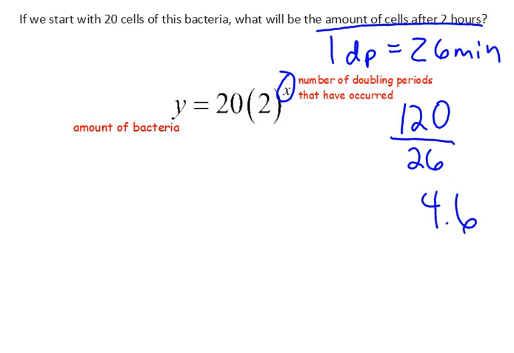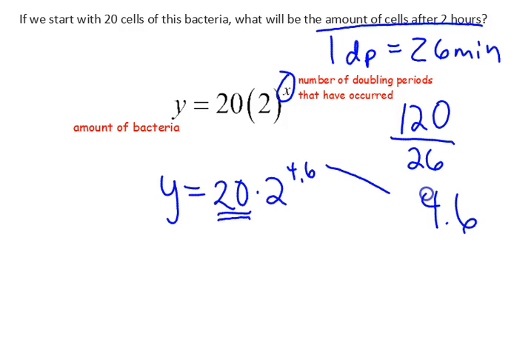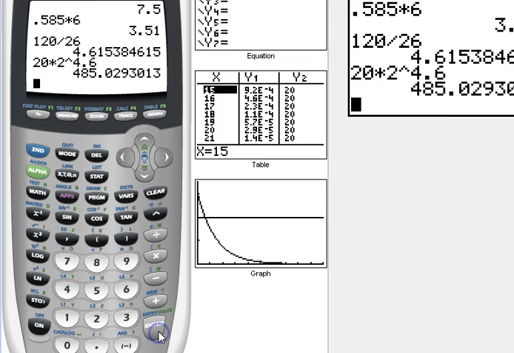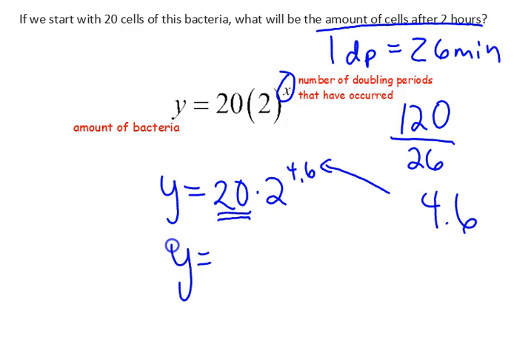So we're going to plug that in for x to figure out how much bacteria we have after the 2 hours. So times 2 to the 4.6. This is our initial amount. This is how many doubling periods have occurred. And it's doubling, so that's where that 2 has come from. So we're going to say we started with 20 times 2 to the 4.6. We have about 485 cells at that point. Y equals 485 cells of our bacteria.